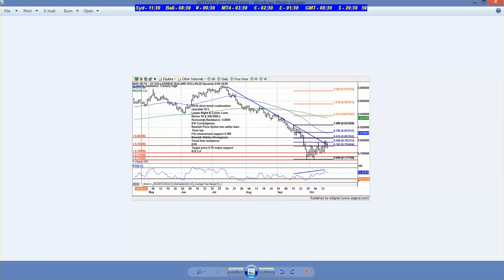We are below the moving averages. Yeah, horizontal resistance at 80.40. It didn't quite get there. That's this level up here, this red line he's highlighted. It sort of stopped at 80 cents.